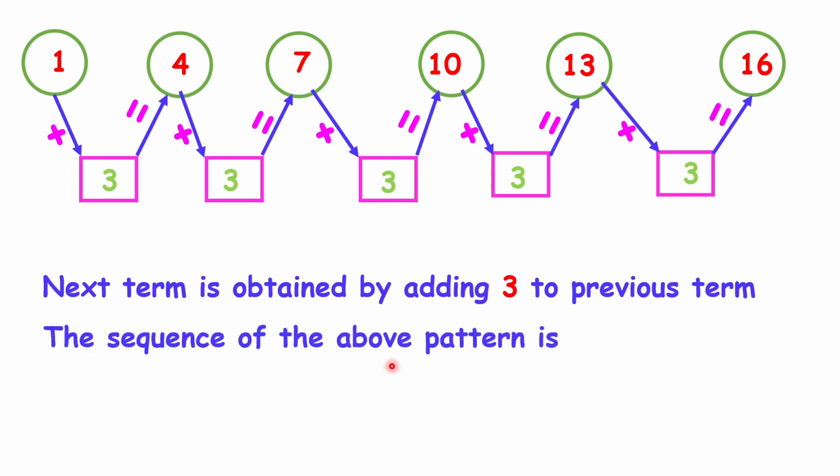The sequence of the above pattern is 1, 4, 7, 10, 13, 16, and so on. Therefore, the next number to the 16 is nothing but how much? 16 plus 3 is equal to 19.